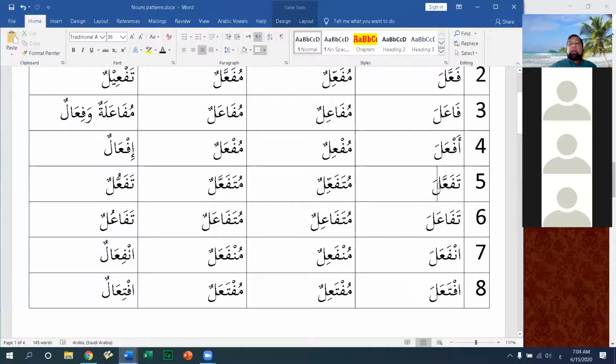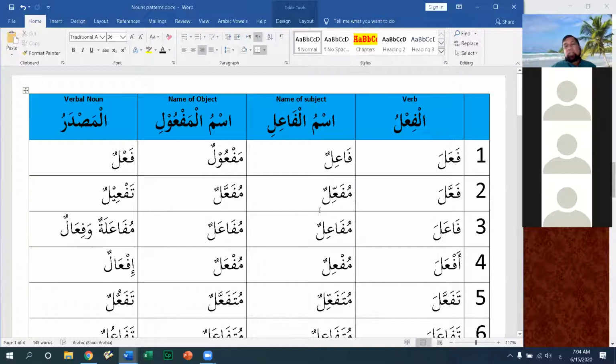So we did tafa'ala. Tafa'ala is very similar to tafa''ala, but instead of putting a shadda on the ayn, you put an alif after the fa, between the fa and the ayn. Tafa'ala, mutafa'ilun, mutafa'alun, and tafa'ulun.